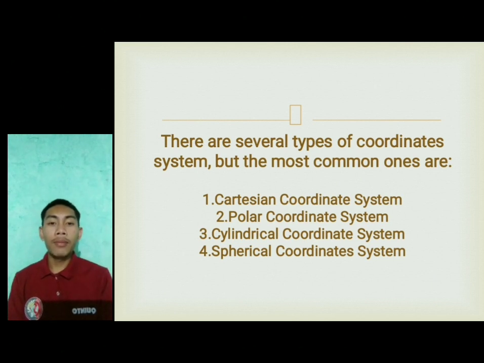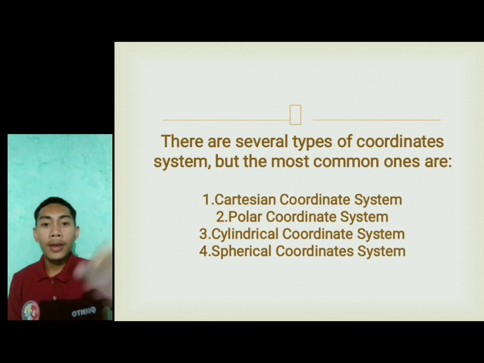Cartesian coordinate system, also known as the rectangular coordinate system. It uses 2 or 3 perpendicular axes, x, y, and sometimes z, to represent points in a space. Each point is uniquely identified by its coordinates x, y, and z, which represent the distance along each axis.